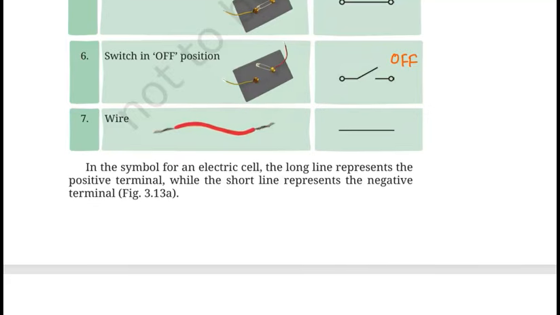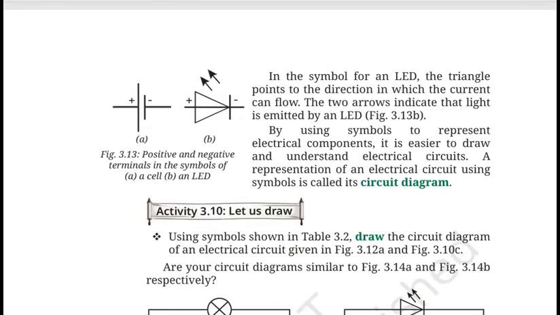So these are the symbolic representations, and using the symbolic representations, we can draw a simple electrical circuit. So you see in the symbol for an LED, the triangle points to the direction in which the current can flow. These two arrows indicate that light is emitted by an LED. Okay, so the current is going to flow in the direction of the arrow. By using symbols to represent electrical components, what becomes easier? It becomes easier to draw and understand electrical circuits.